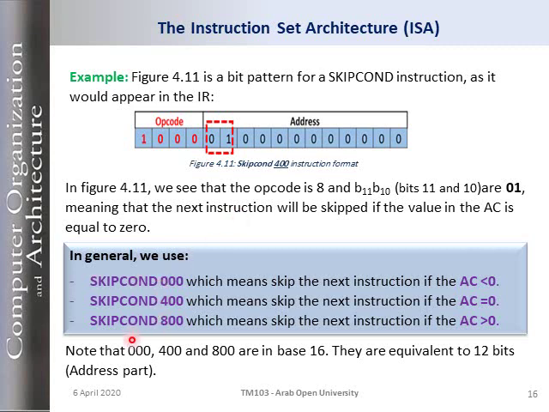We have different kinds of skip condition depending on the value of bits 10 and 11. Skip condition 000 means skip the next instruction if the accumulator is less than 0. This is when bits 10 and 11 are 0, 0. Skip condition 400 means skip the next instruction if the accumulator is equal to 0. If it's true, we'll skip the next instruction. If it's not, we will not skip it. 400, how do we get it? If bit number 10 is 1 and bit number 11 is 0.